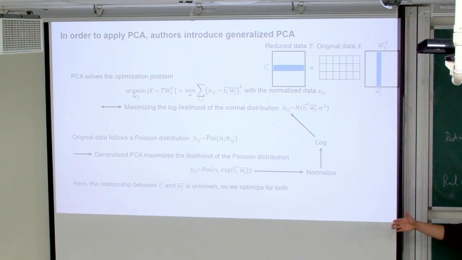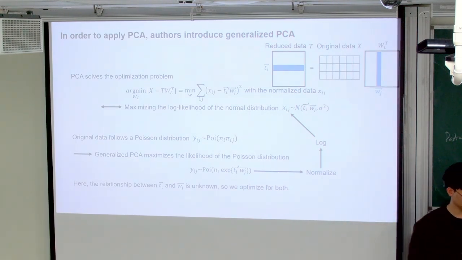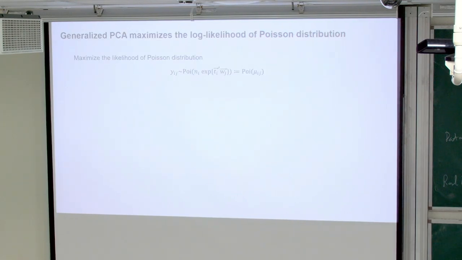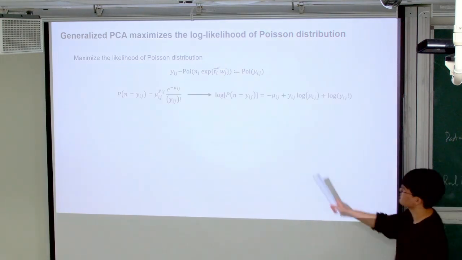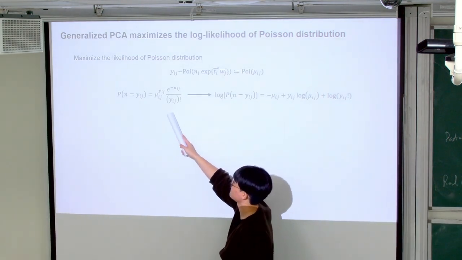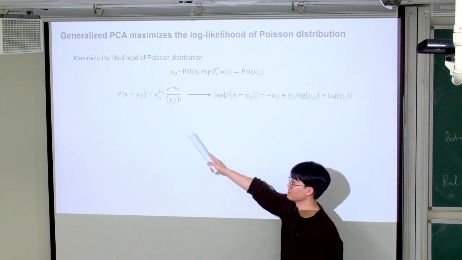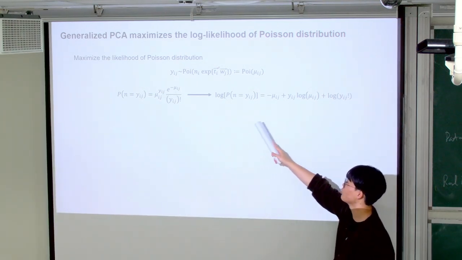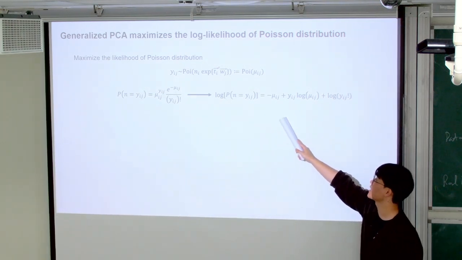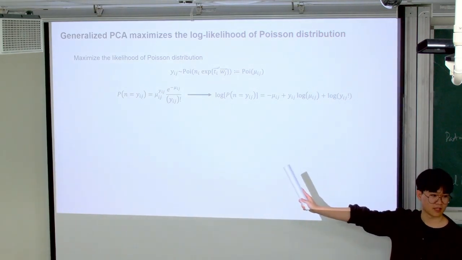Because this is an optimization problem, in order to maximize the likelihood of Poisson, we know that Poisson follows the probability mass function of this form. When we take a log, we get this equation. Everyone clear?